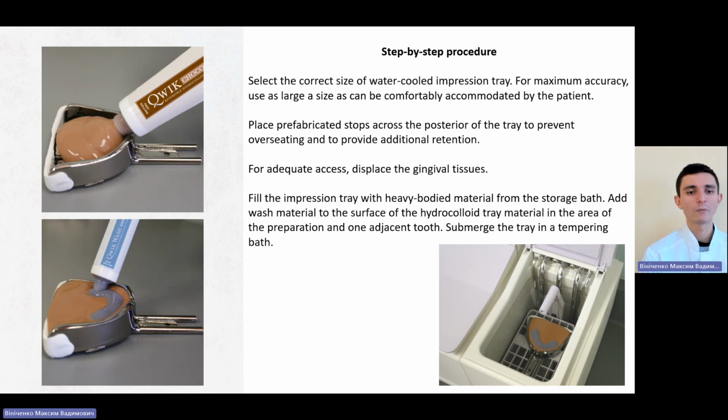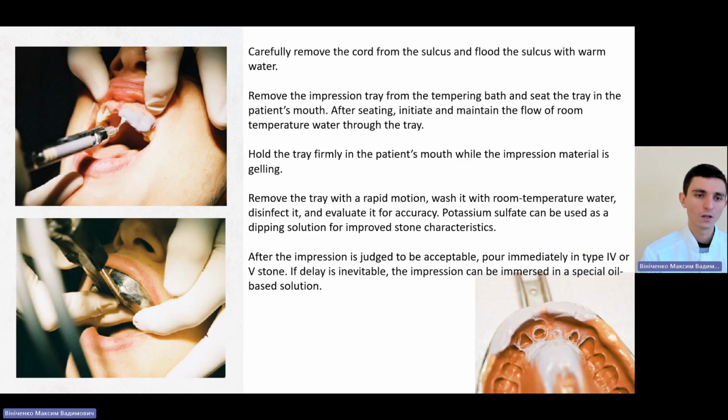Fill the impression tray with heavy-bodied material from the storage bath. Add wash material to the surface of the hydrocolloid tray material in the area of the preparation and one adjacent tooth. Submerge the tray in a tempering bath. Carefully remove the cord from the sulcus and flood the sulcus with warm water.